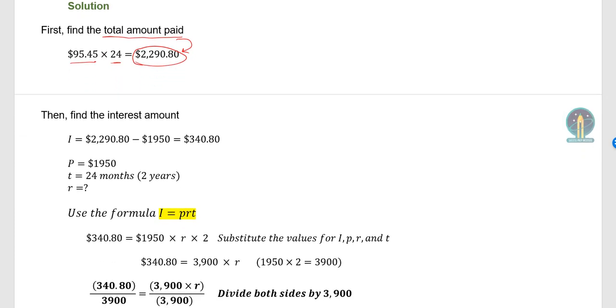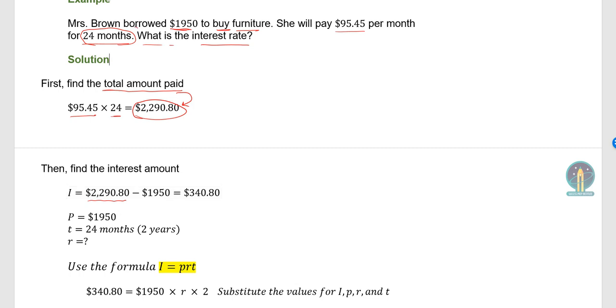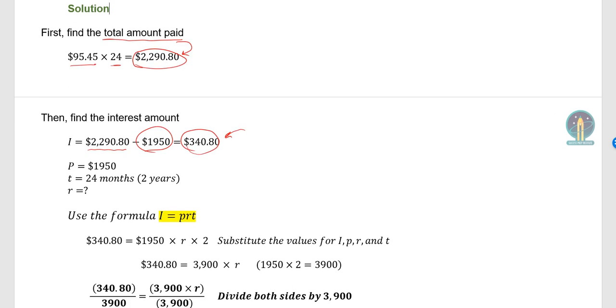So then find the interest amount. We take the total amount paid, $2,290.80, and subtract the initial value of the loan. Mrs. Brown borrowed 1950, so subtract 1950 from 2290.80. You get $340.80. That's the interest amount. So again, the principal is 1950, the term is 24 months, and now we're looking for the rate.